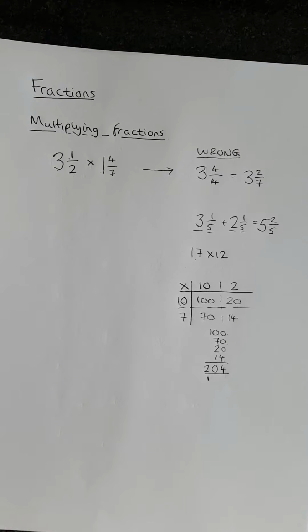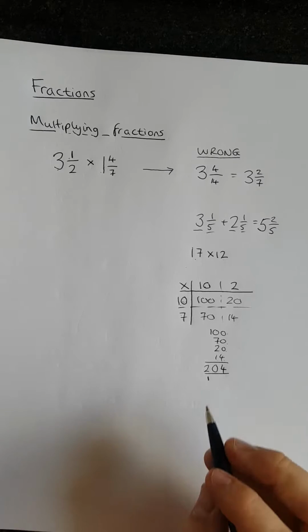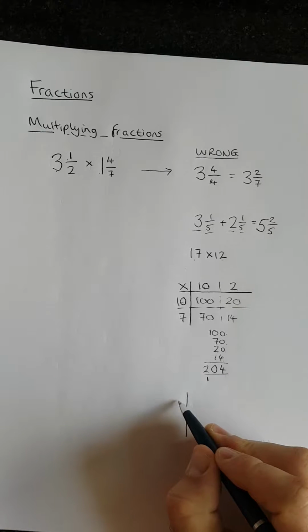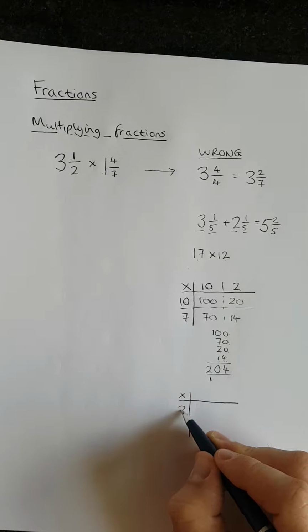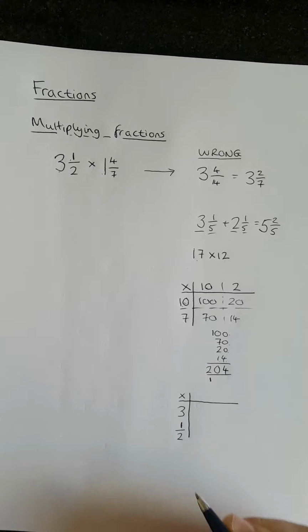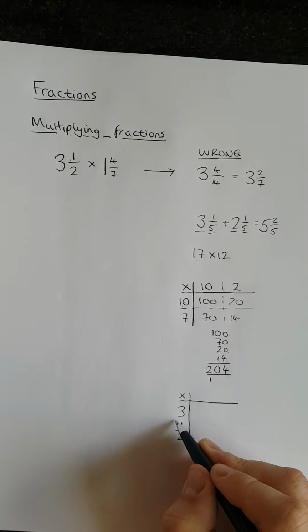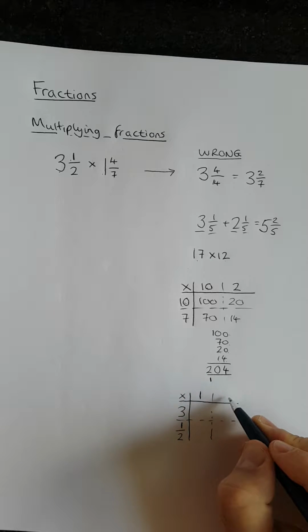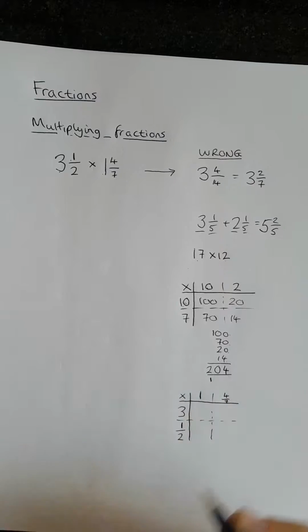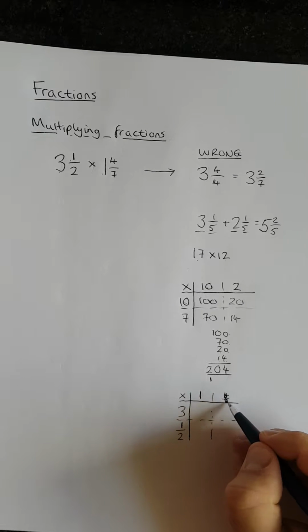Now, what you're thinking now is, this is nothing to do with multiplying numbers. Fractions are numbers. So let's draw a grid. 3 and a half. 1 and 4/7. Let's write that larger for you.